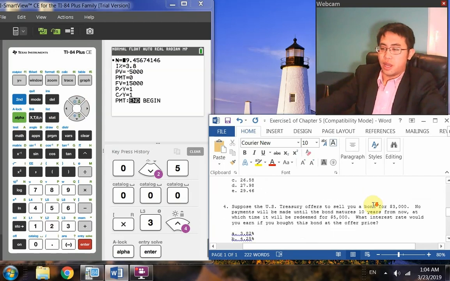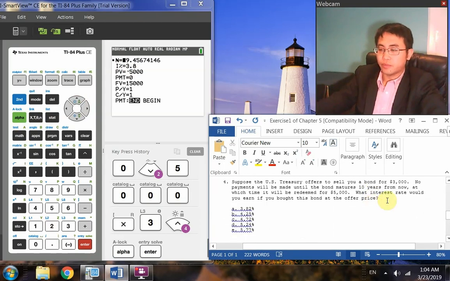Alright, so now let's move down to question 4. Suppose the U.S. Treasury offers to sell you a bond for $3,000, no payments, and it will mature in 10 years, and the future value at redemption will be 5,000. What interest rate do you need to earn? So it's about solving for interest, right? And it lasts for 10 years. And if you buy the bond today, you're gonna pay $3,000, and 10 years later you will receive $5,000.